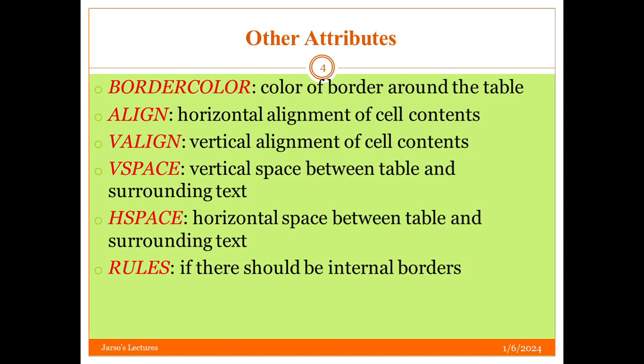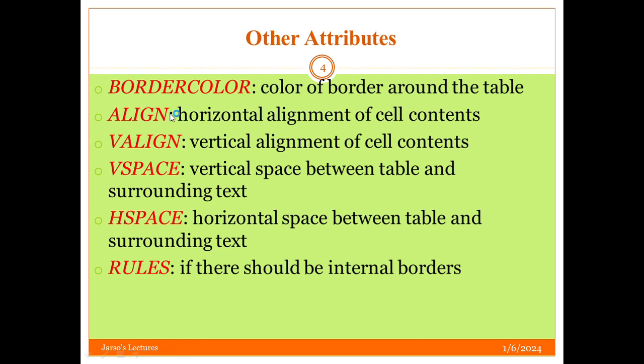And there are other attributes like border color, alignment, vertical align, vertical space, horizontal space, and rules. As the name suggests, border color is the color of the border around the table. Use it to give the color for the table border.